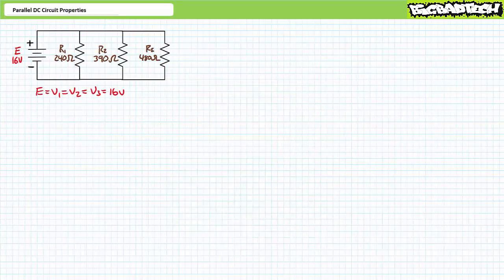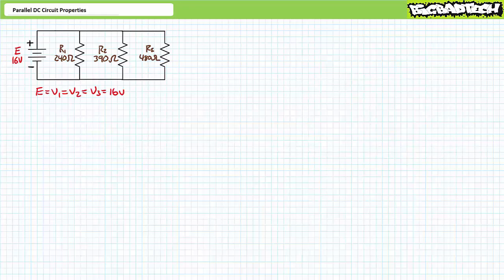Now, before you start punching numbers into your calculator, first begin with an inventory of things we know about parallel circuits. Voltage across elements in parallel is the same. E equals V1, which equals V2, which equals V3, and they all equal 16 volts. Kirchhoff's current law states the sum of currents entering a node will be equal to the sum of currents leaving a node. In summary, what goes in must come out. For this circuit, I source equals I1 plus I2 plus I3.